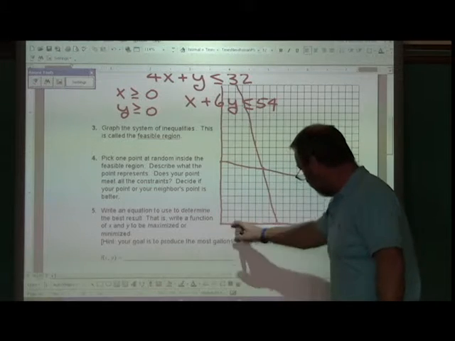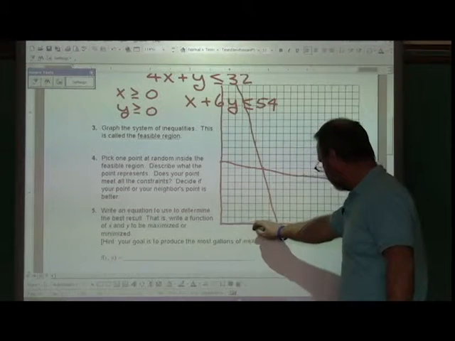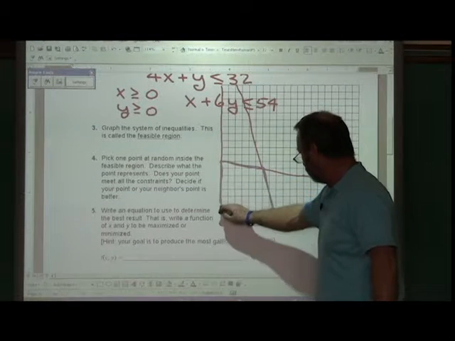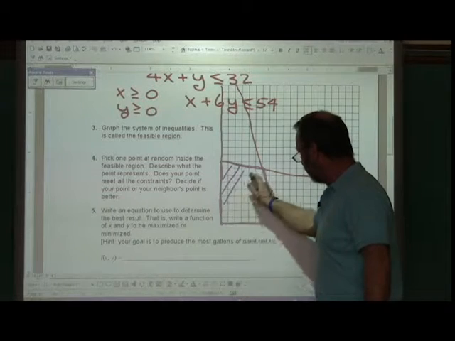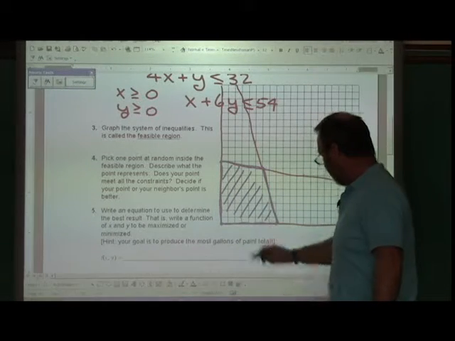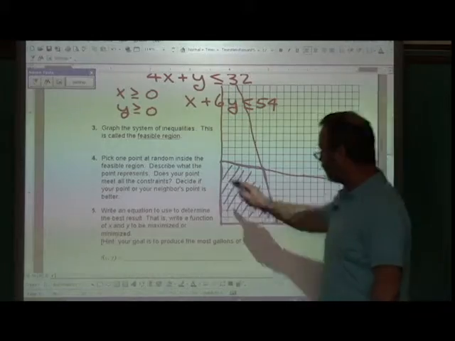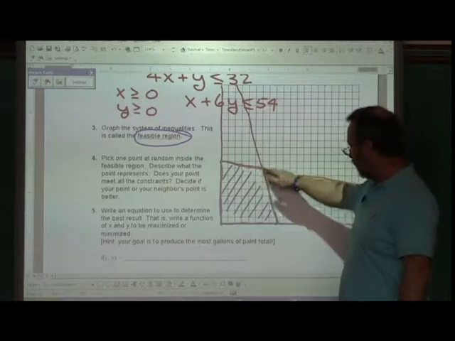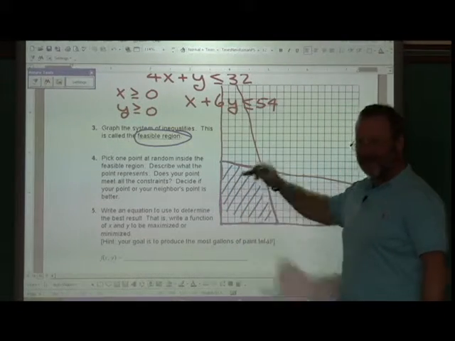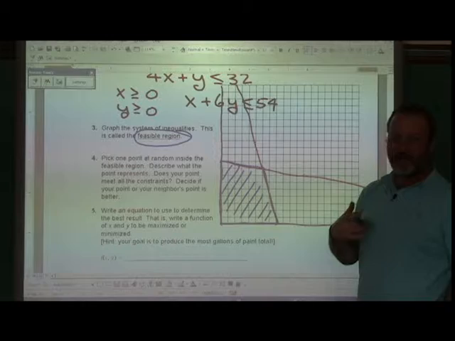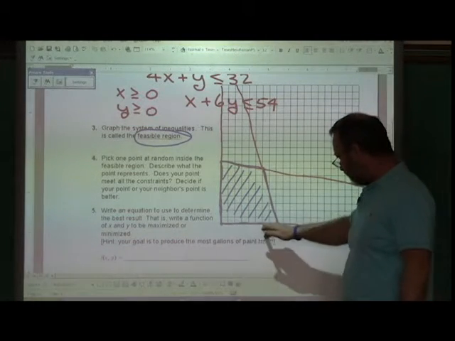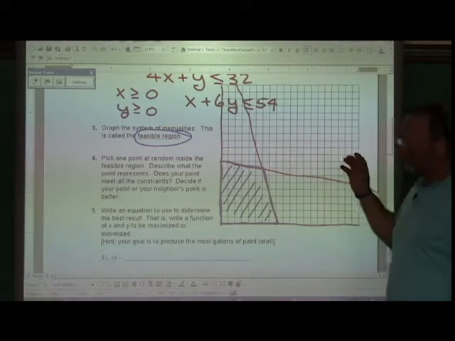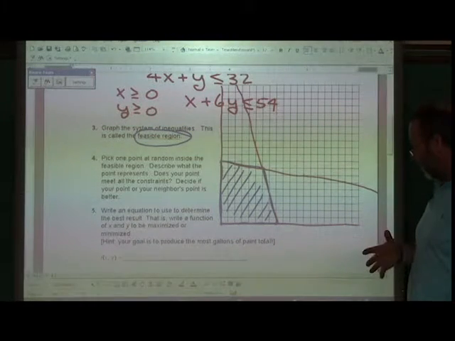And this region right here, and anything inside of there, is what we call the feasible region. So any point along the borders or inside of the borders is a feasible number of gallons of spring green and flash green that I can make. And I'm looking to maximize the number of gallons.